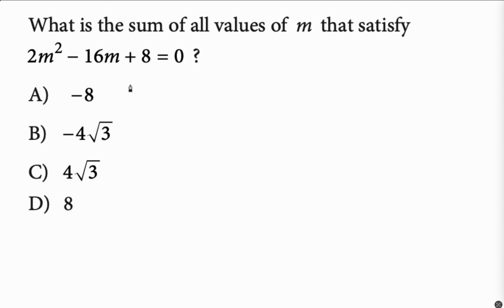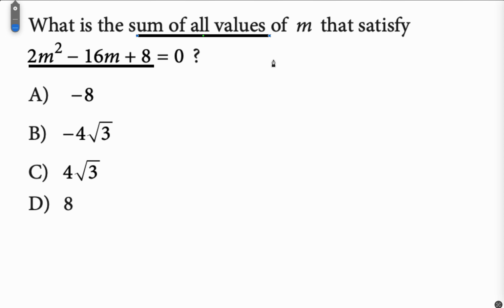So today we have a problem in front of us, and it's about solving for m. The question is this: what is the sum of all values of m that satisfy 2m squared minus 16m plus 8 equals 0? The key thing here is not about this equation, but the sum of all values, right? If we say the sum of all values, we expect to get more than one answer for m, right?